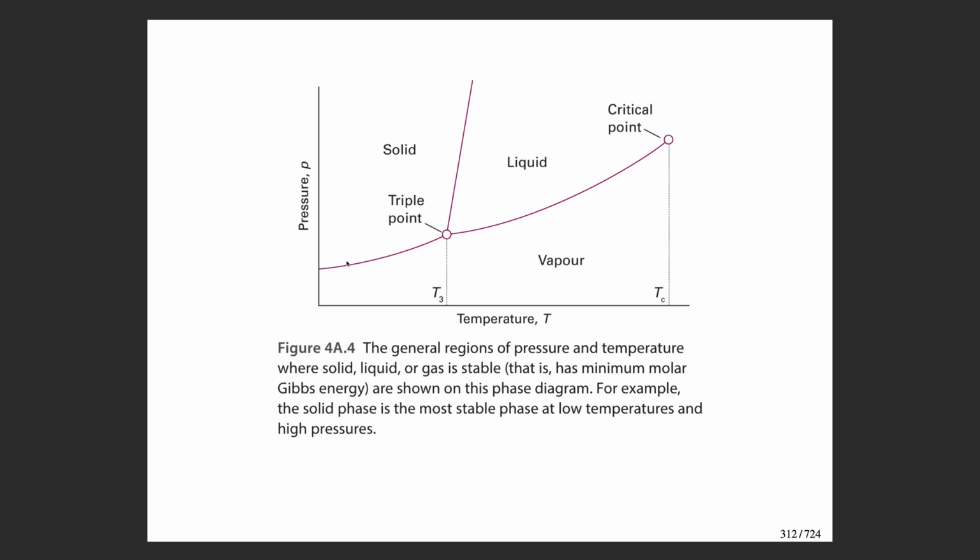So this curve here, this would be the solid-vapor coexistence curve. This one here is the liquid-vapor coexistence curve. And this one is the solid-liquid coexistence curve. Everywhere along this curve, you'll have solid and liquid in equilibrium with each other.